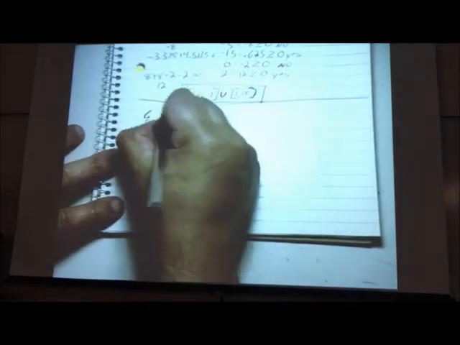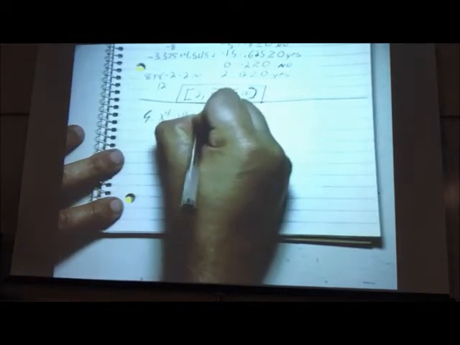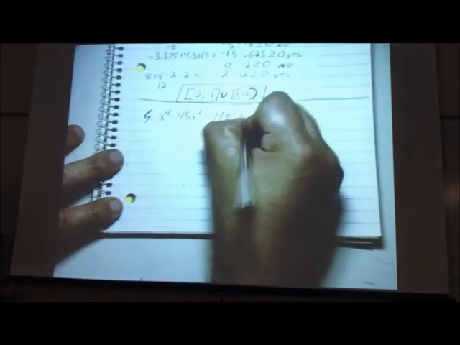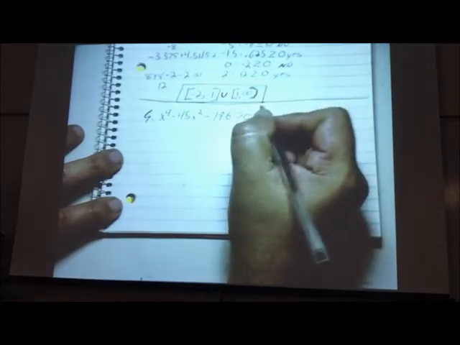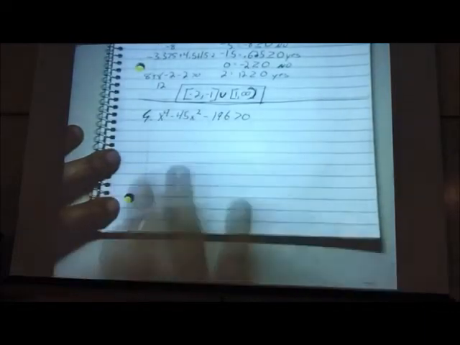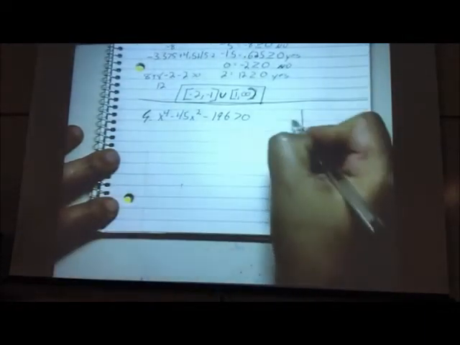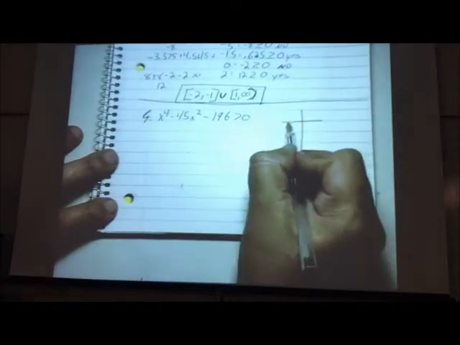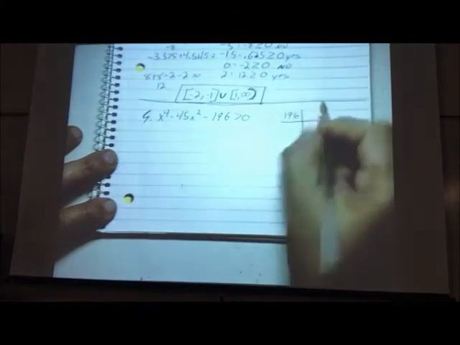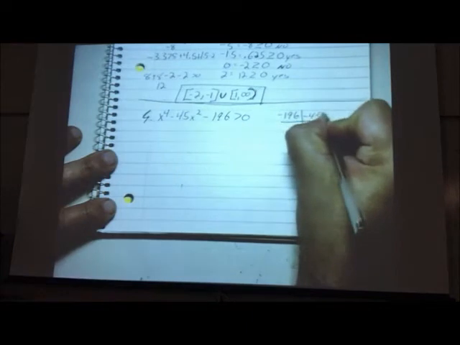They give us x to the fourth minus 45x squared minus 196 greater than 0. What do I need to do? Does this look familiar? Yes. What do I need to draw? What number goes here? Negative 196. And what number goes here? Negative 45. Perfect.